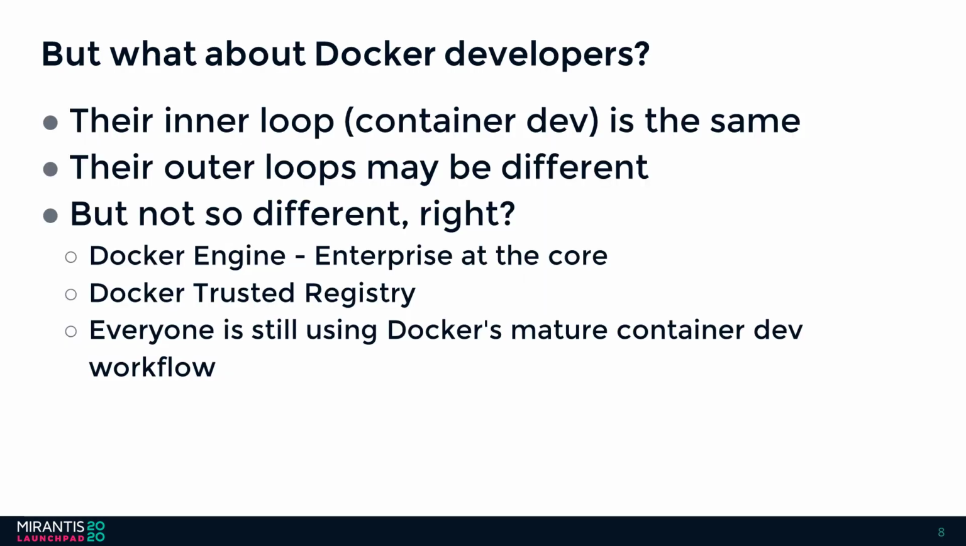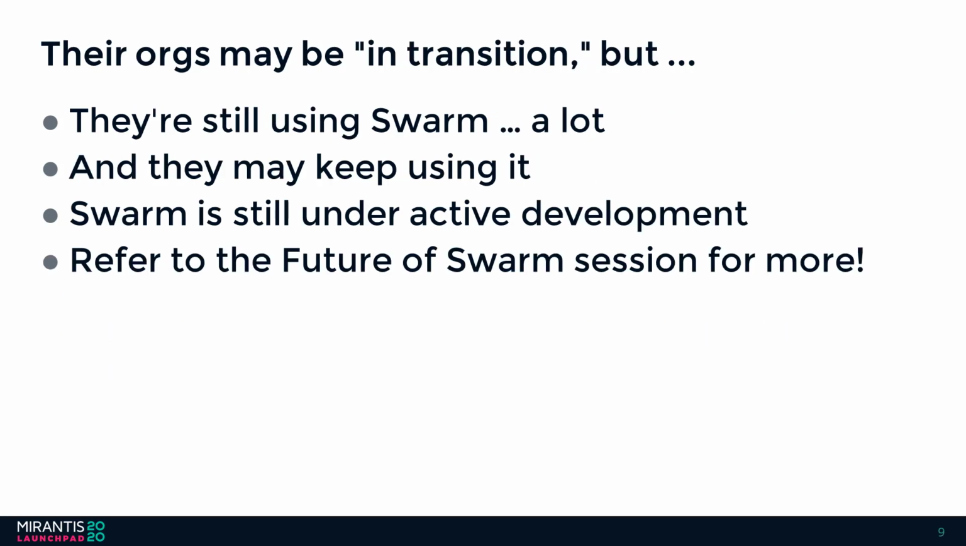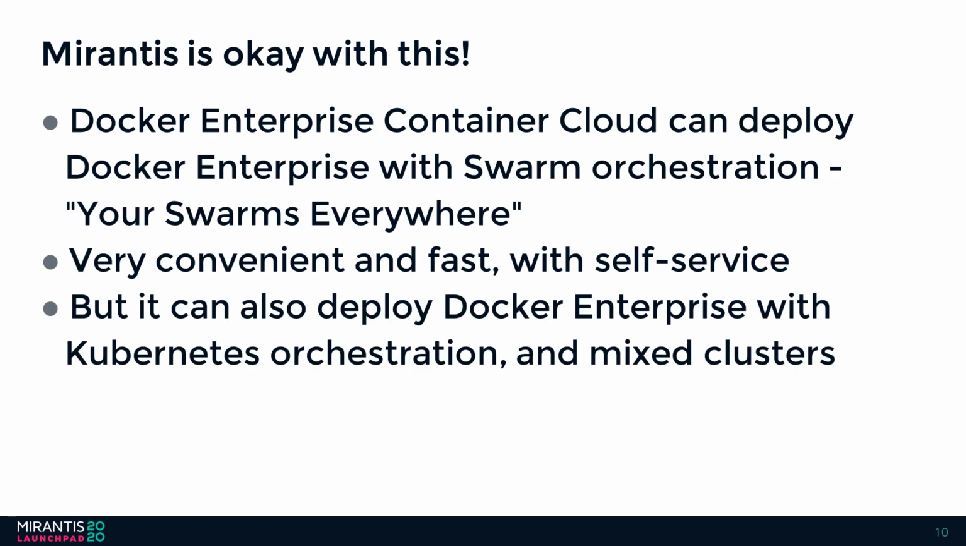But what about Docker developers? They're working with the same core technologies all the time. They're accessing many of the same amenities, including Docker Engine Enterprise, Docker Trusted Registry, and so on. Sure, their outer loop might be different. For example, they might be orchestrating on Swarm. Many companies are. Our Future of Swarm session talks about the ongoing appeal of Swarm and Mirantis' commitment to maintaining and extending the capabilities of Swarm going forward. Docker Enterprise Container Cloud can, of course, deploy Docker Enterprise clusters with 100% Swarm orchestration on computes, just as easily as it can provide Kubernetes orchestration or mixed Swarm and Kubernetes clusters.